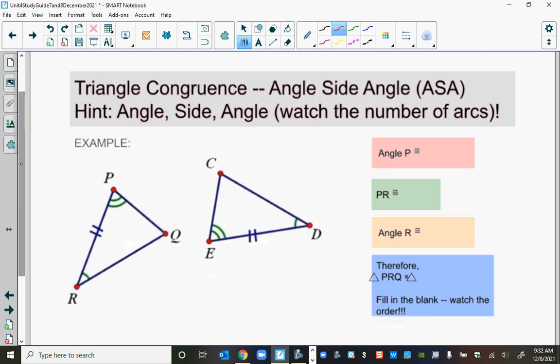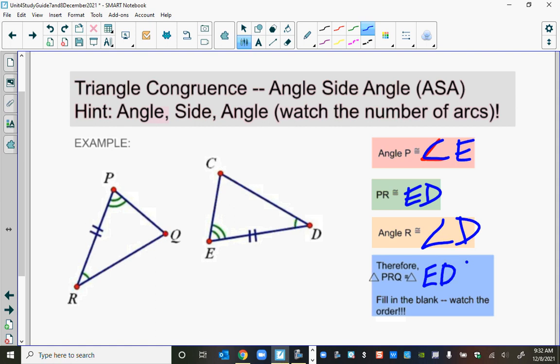Angle, side, angle. Well, this one's going to be easy because we know who's going to match up with who right away. P and E are going to match up. That's right. Very good. ED. Yep. Perfect. D. EDC, I meant. That's fine. But that was 100% correct there, Dennis. Well done.